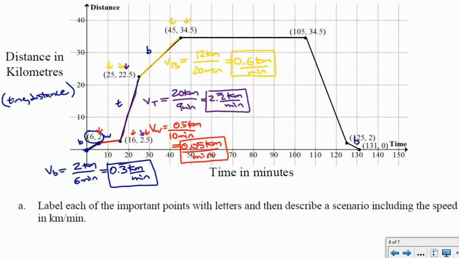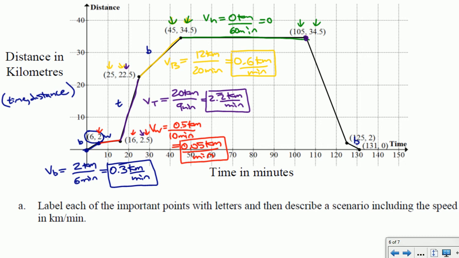minute. For this flat section, from 45 minutes to 105 minutes, he goes nowhere. He stays at 34.5 kilometers. So his speed while he's in the house, he covers 0 kilometers in 60 minutes. So his speed is 0 kilometers per minute.